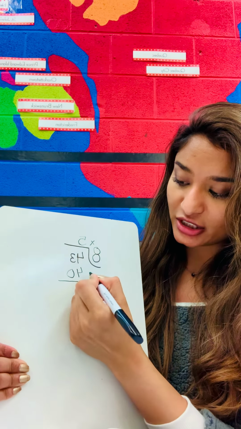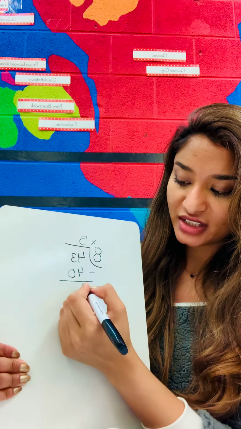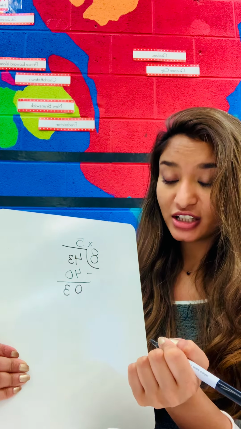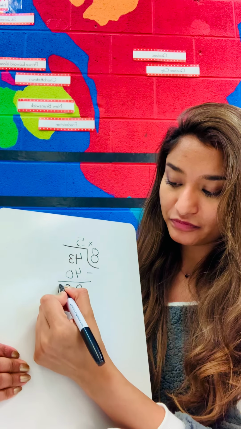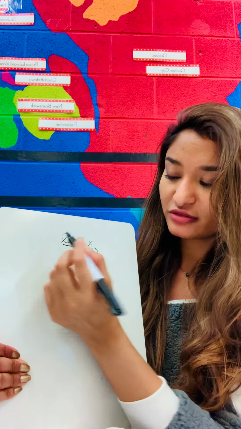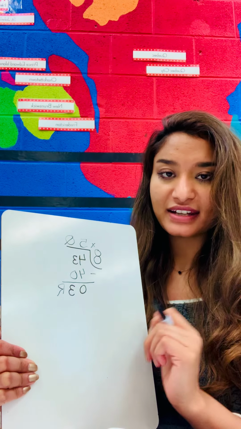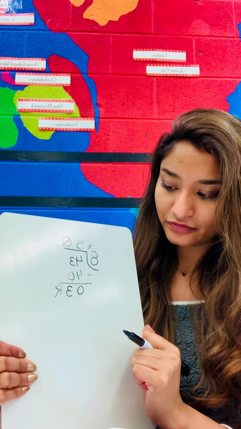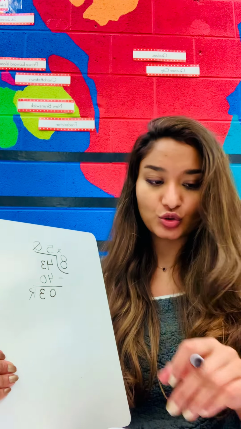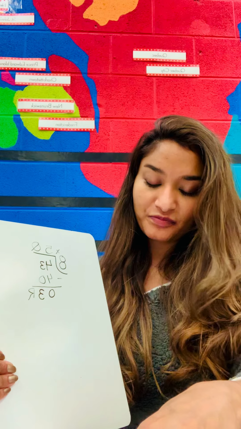I go ahead and subtract. I'm left with 0 here, and I'm left with 3 here, right? So what's my remainder? 3. And what's my quotient? 5. And I'm done my question. Okay, now let's go ahead and do one more question.